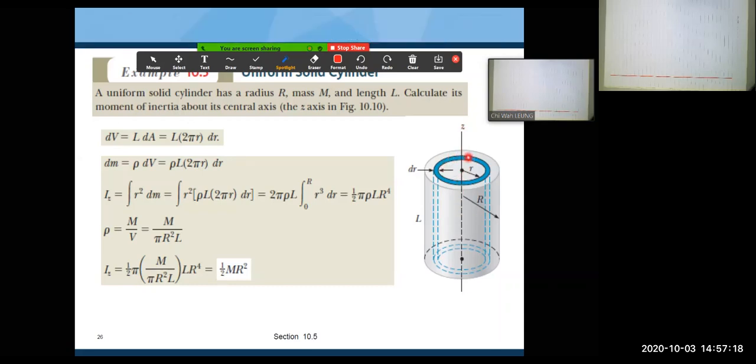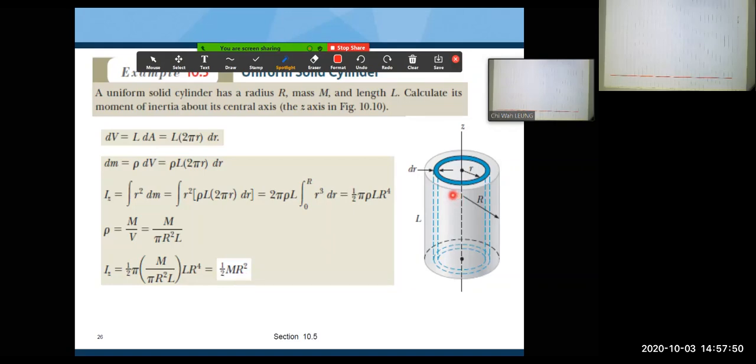dA is the shaded area as shown in this slide. So 2 pi r is equal to circumference times dr, which is the thickness of this highlighted cylindrical shell. So you see that once again, the moment of inertia changes. The lesson, again, is that the choice of axis is very important in deciding the moment of inertia.